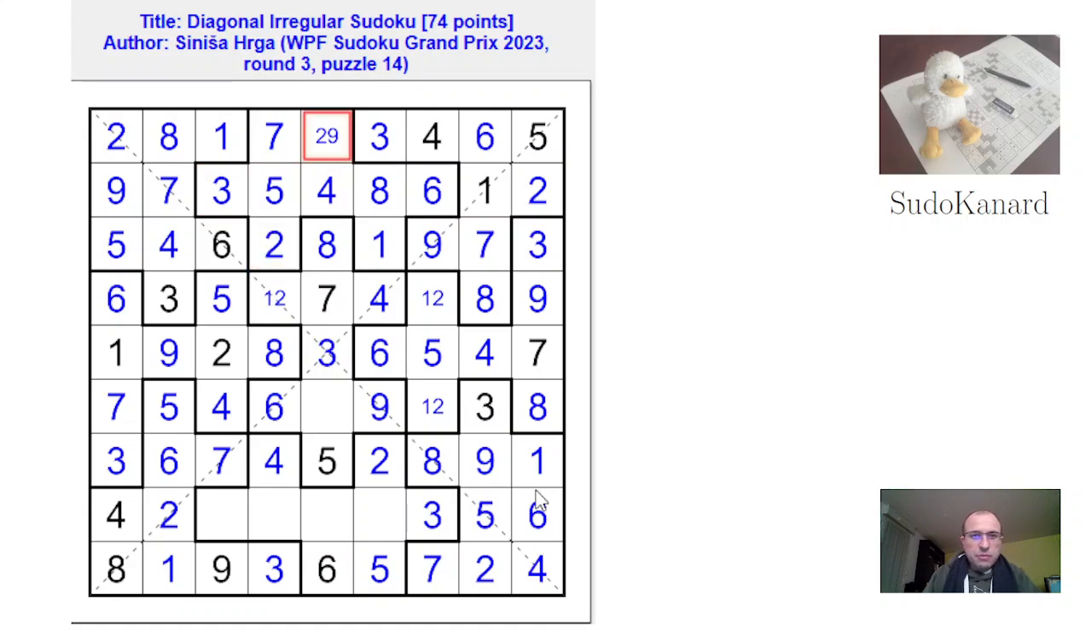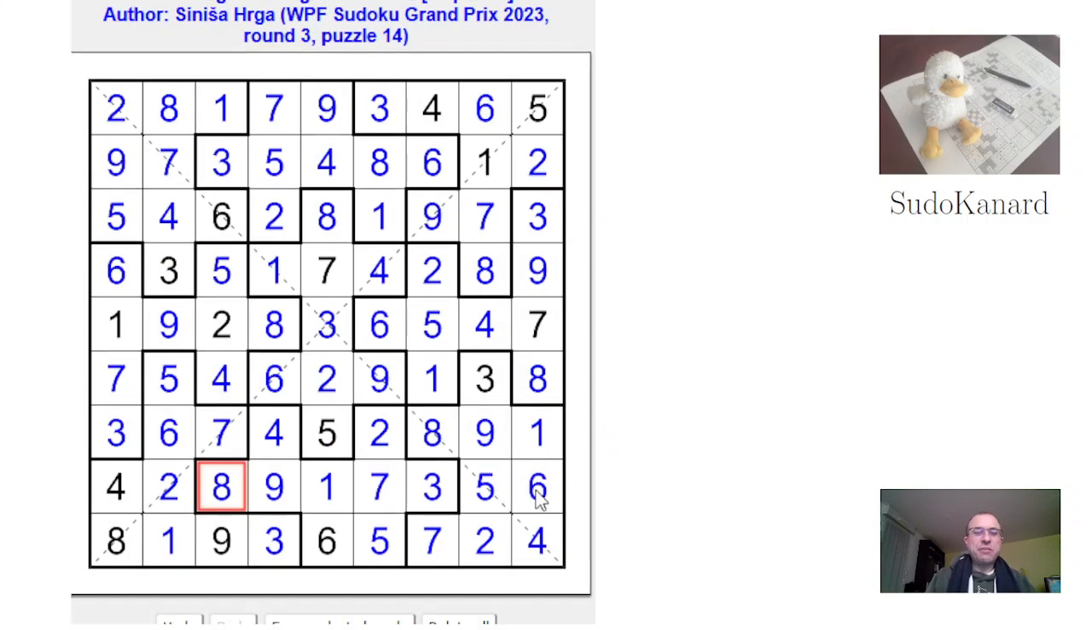So we get a few more digits. That's a 2, that's a 1. Here this is a 7. That is now 9, and this has to be an 8. Yes, that's it. So really, it was not a great struggle, and 74 points is probably a fair assessment of the difficulty of this puzzle.